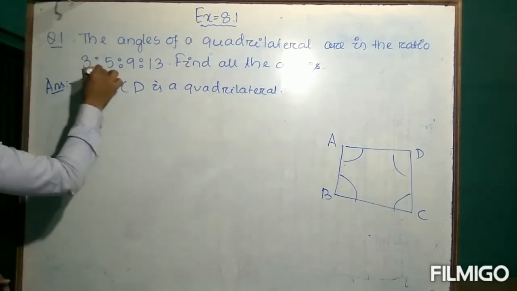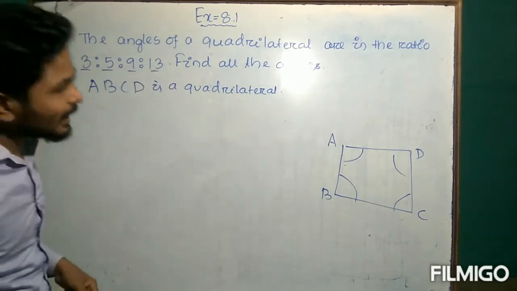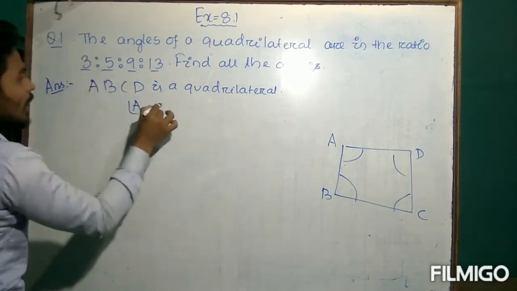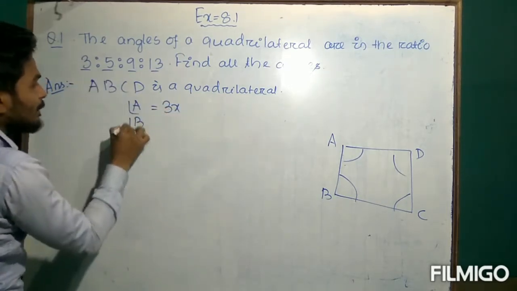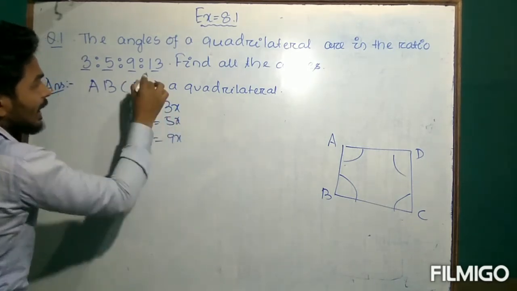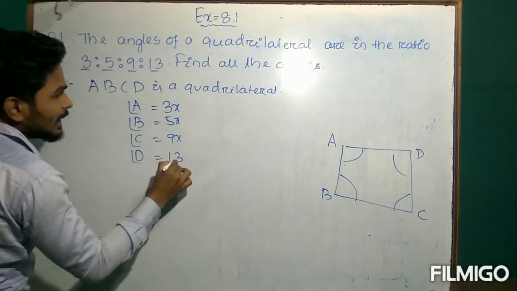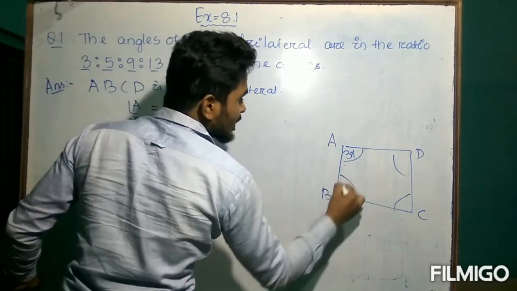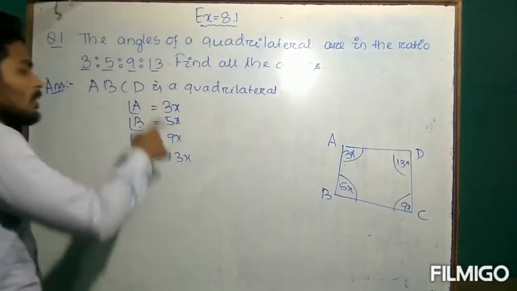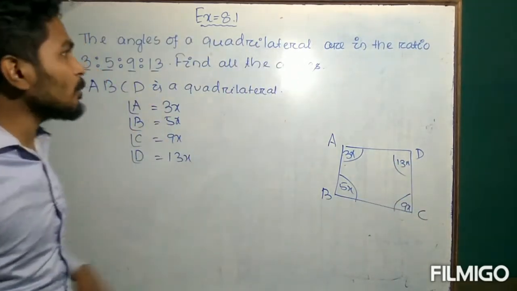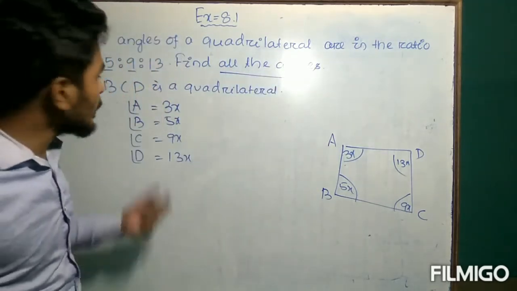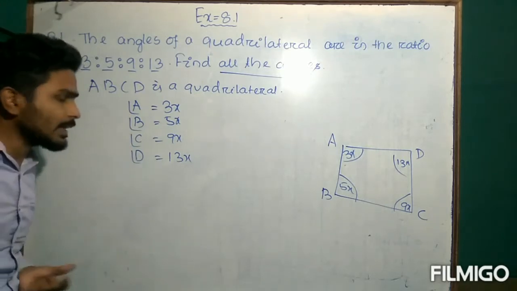Since each angle's ratio is given, we can take, out of the four angles, angle A is 3x, angle B is 5x, angle C is 9x, and angle D is 13x. So all four angles are given. Now we have to find all the angles of this quadrilateral: the value of angle A, angle B, angle C, and angle D.